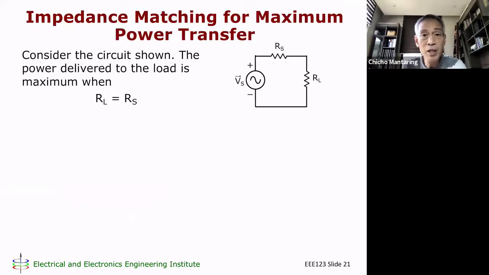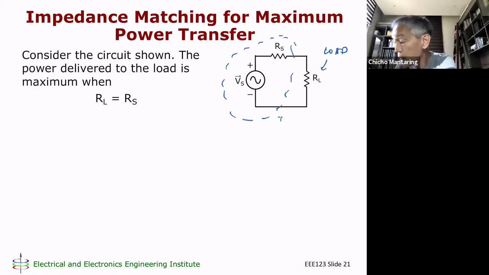I want to touch on impedance matching for maximum power transfer. This is quite important. Consider this circuit shown, where this is your load. And then this is like the Thevenin equivalent of a circuit, or it can be your source.